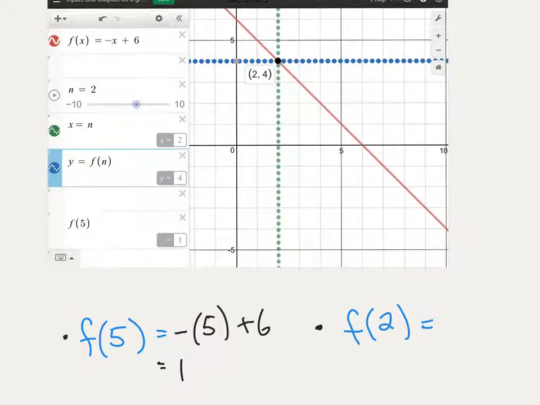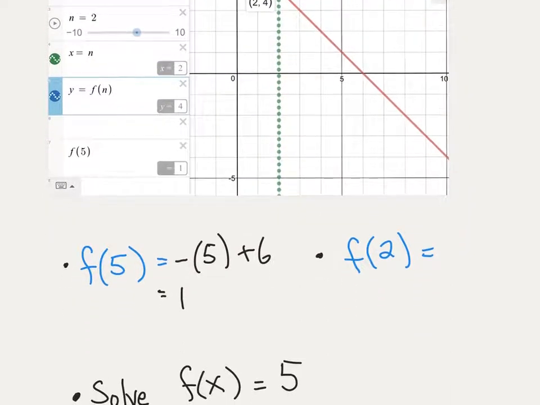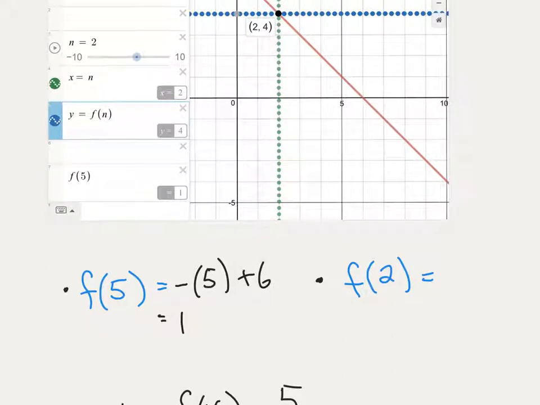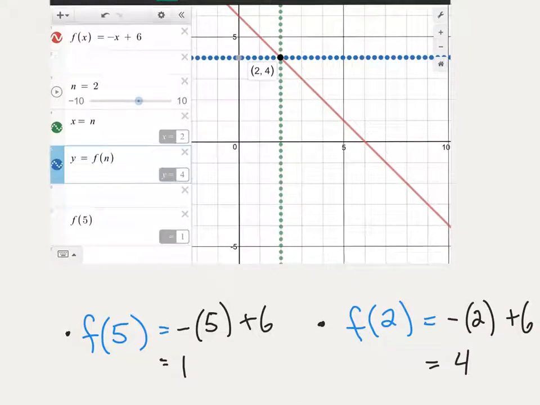All right, so now I know I'm expecting an output of 4. Let's come down here and look at f of 2 and see if we can do this analytically. My function is negative of my input, plus 6. So negative 2 plus 6 is 4, which is exactly what I was expecting. So an input of 2 corresponds to an output of 4, and that means the point (2, 4) is on my graph.